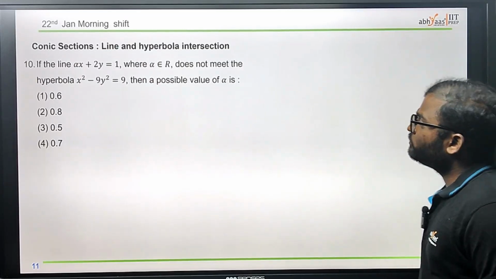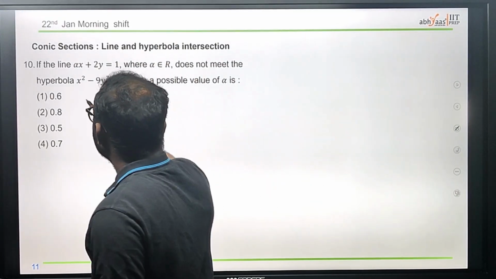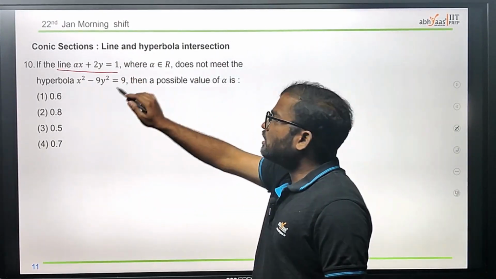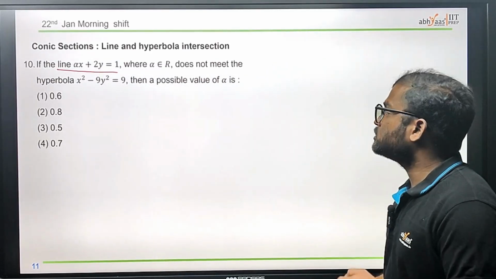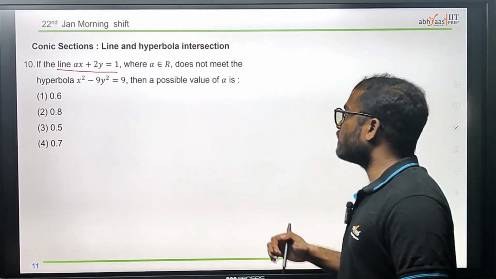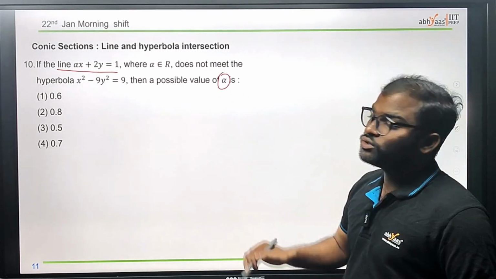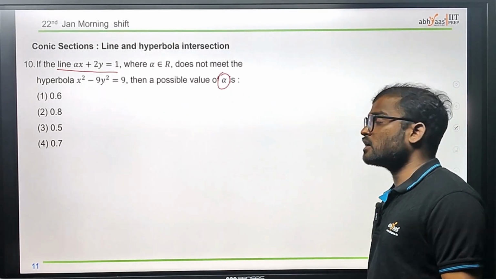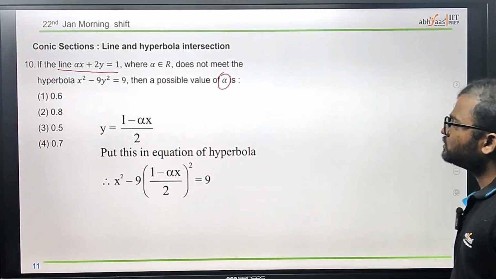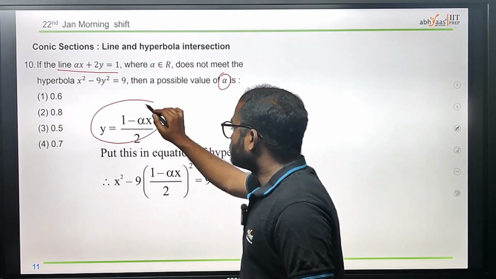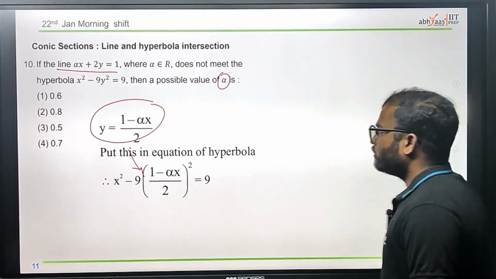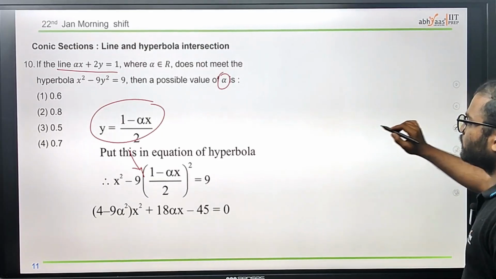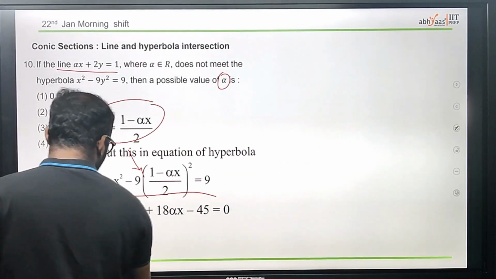Now the next question, we have on the basis of conic sections. They are saying that this line, alpha x plus 2y, does not meet the hyperbola. What are the possible values of alpha for which that line does not meet the hyperbola? They are asking, so just take that line and substitute it in this hyperbola. After doing the substitution, we will get this type of situation.